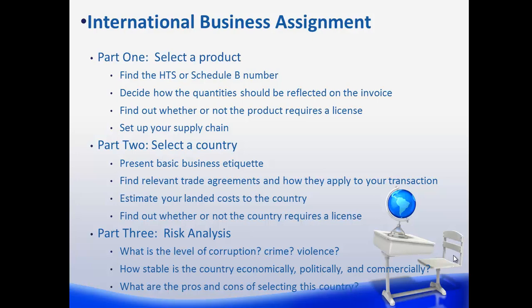Now, the second part of the project involves selecting a country with which to trade, and in this section we will look at country level controls and whether or not the product you selected can be sold or bought there. We will look at the customs of the country and business etiquette, as well as the business environment in general. We will also look at trade agreements and documents required in this part.